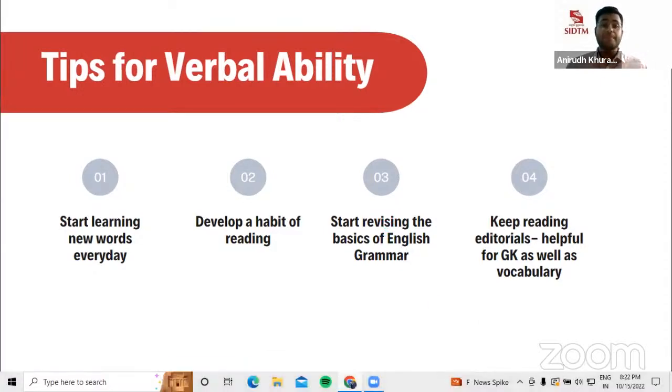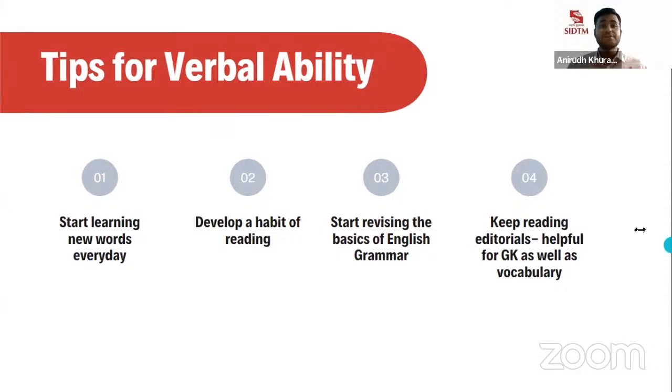Second is develop a habit of reading. Like Amrit mentioned, we have not been having RCs for the past 2-3 years, but you never know that it just might come in one of the attempts of SNAP this year. So be prepared. Try to learn how to read as quickly as possible, because you only have 1 minute to solve each question. So you can't really waste your time reading the entire RC. You don't have the time for that. So you need to be very quick.